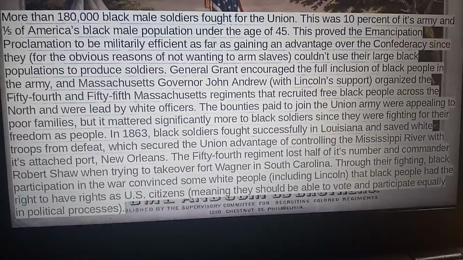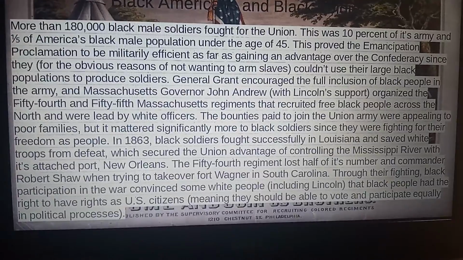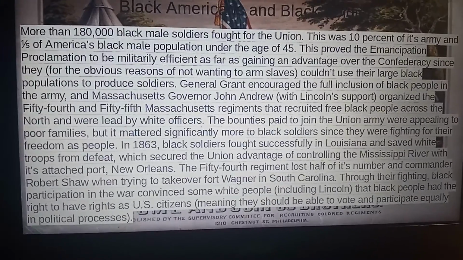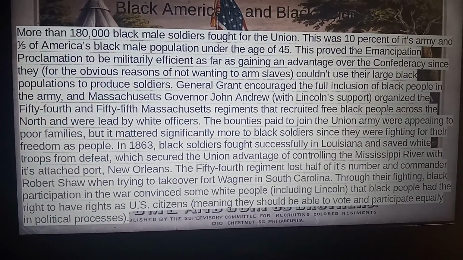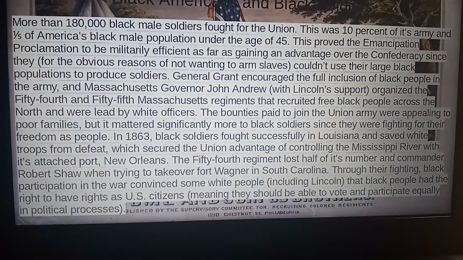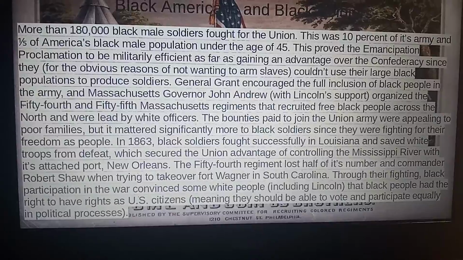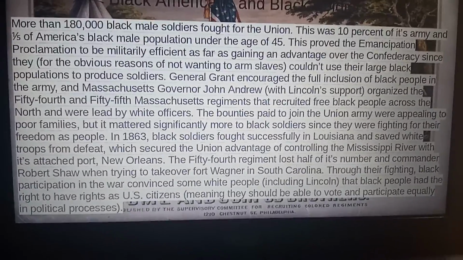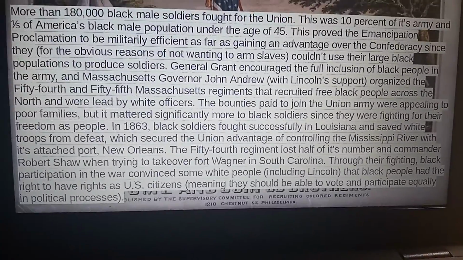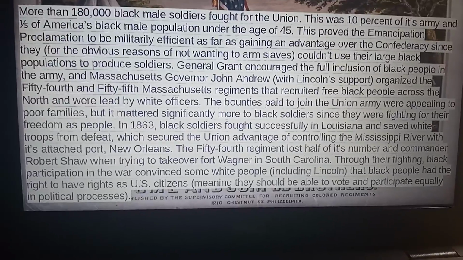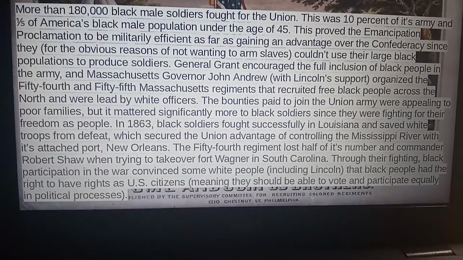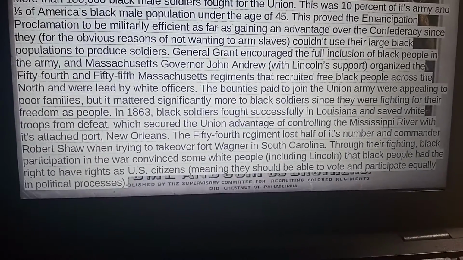General Grant encouraged the full inclusion of black people in the Army, and Massachusetts Governor John Andrew, with Lincoln's support, organized the 54th and 55th Massachusetts regiments that recruited free black people across the North and were led by white officers. The bounties paid to join the Union officers were appealing to poor families, but it mattered significantly more to black people since they were fighting for their freedom as people.